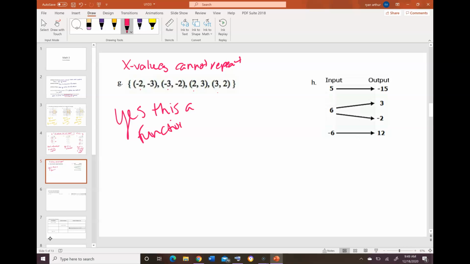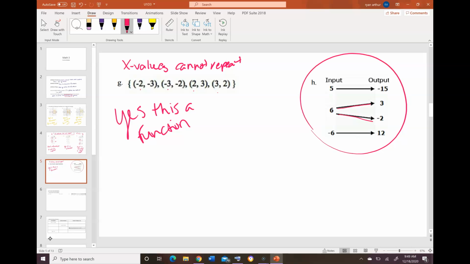Now, this is called a map. When you're looking at a map, you're looking to make sure that you don't have 2 arrows coming out of it. So basically, when you have these 2 arrows coming out of here, it means this 6 is listed twice. So let me put this map in a coordinate form.